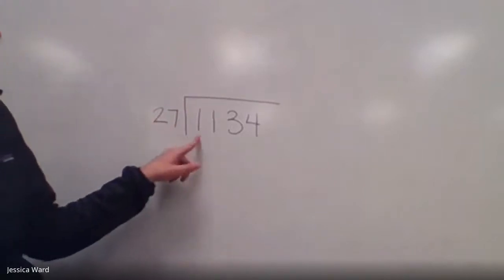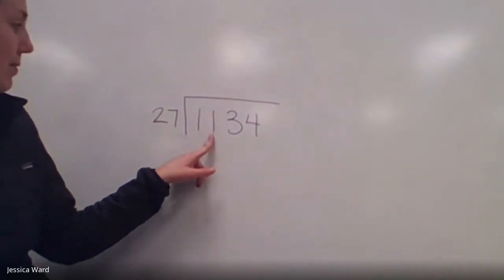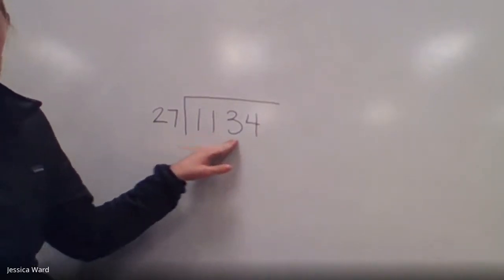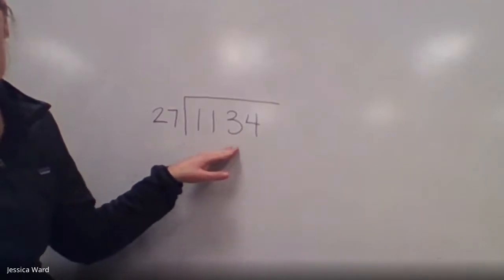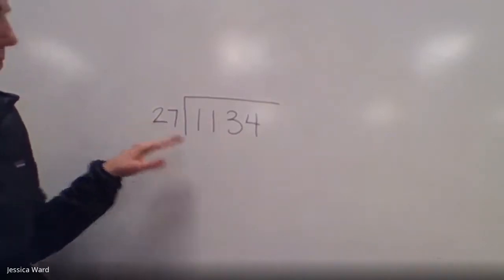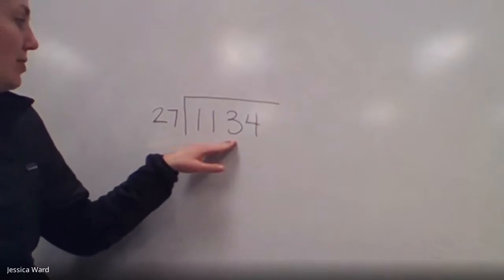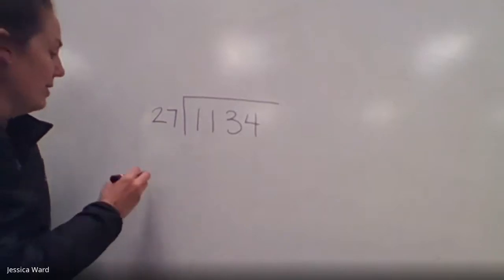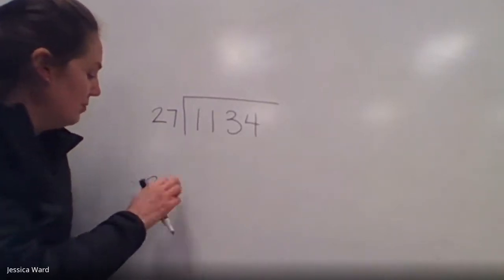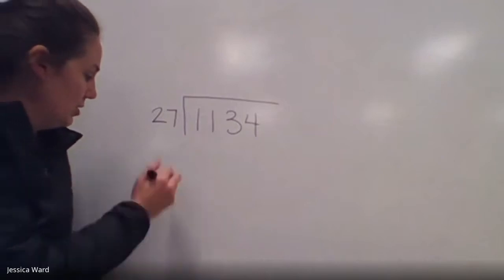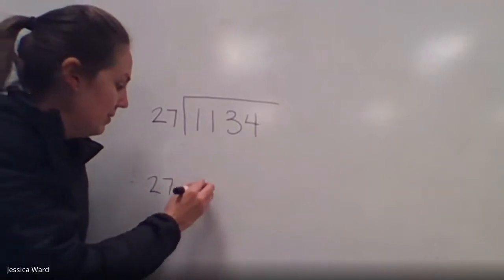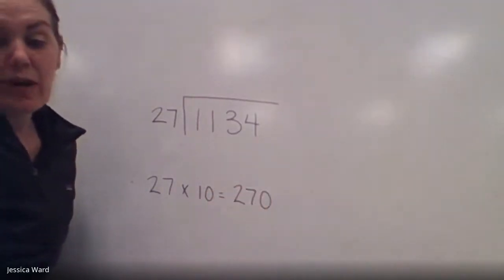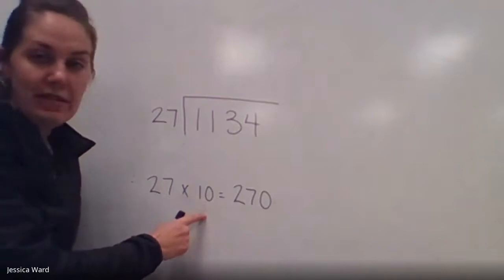So now 27, can I put it into 1? Nope. Can I put it into 11? Nope. So I'm going to look at 113 and think about what would get me close when I multiply 27 by what would get me 113. So again, I'm going to think about my multiples. 27 times 10 is going to get me 270. So that's too high. So I need to go lower than 10.